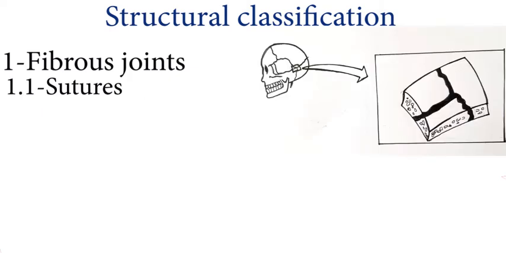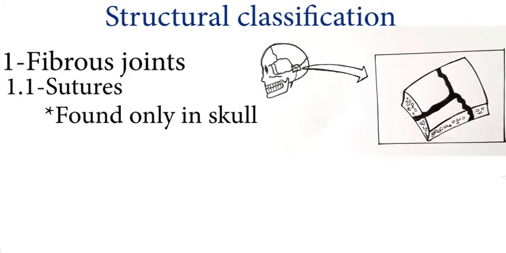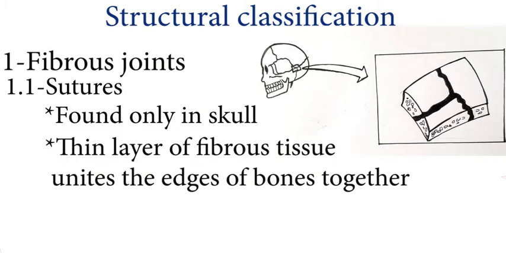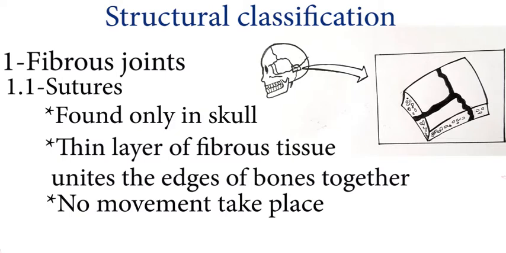Sutures. Sutures are found in the skull. There is a thin layer of fibrous tissue which unites the edges of the bones together. There is no movement at these joints. They are found only in the skull.